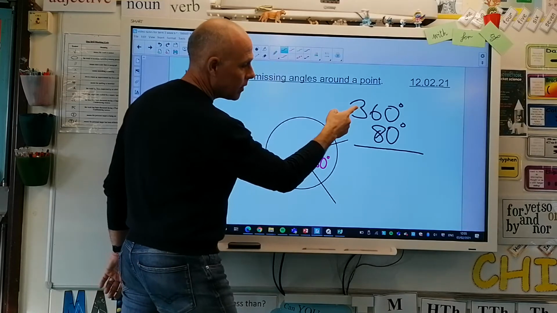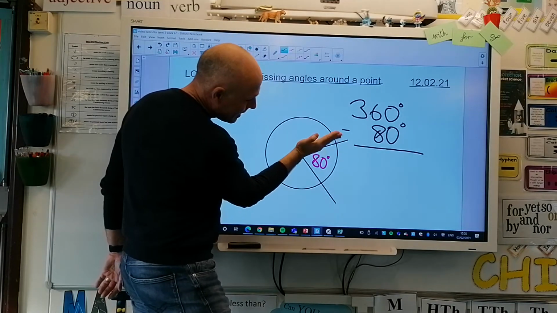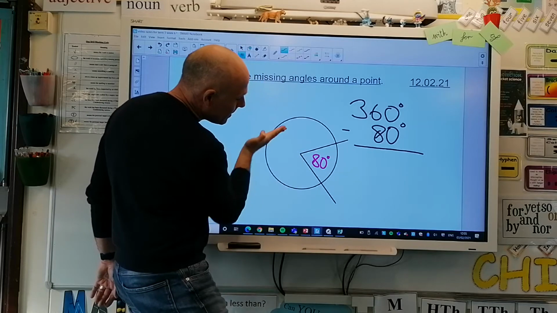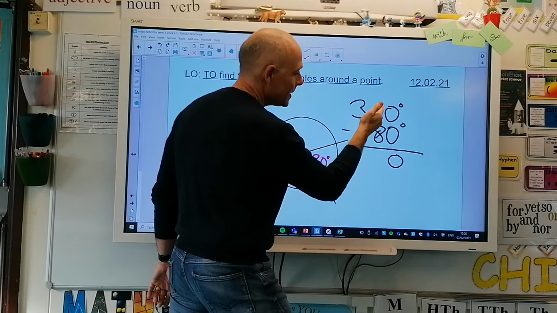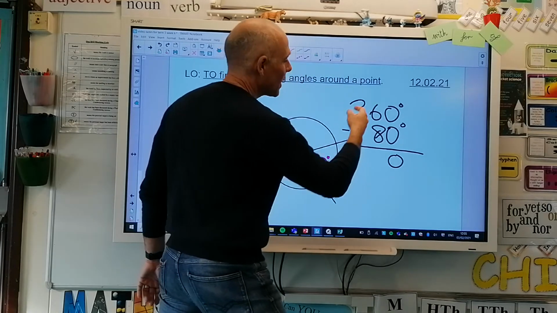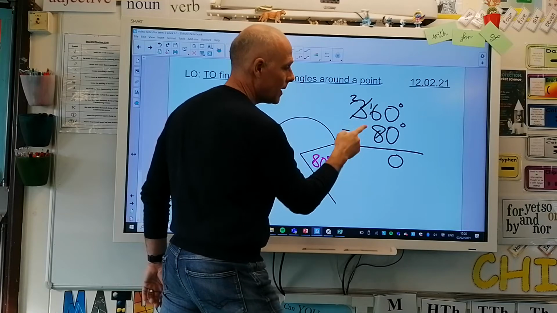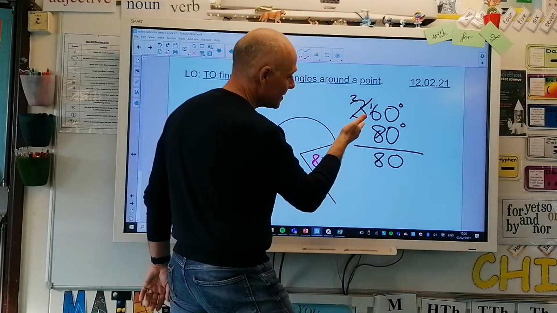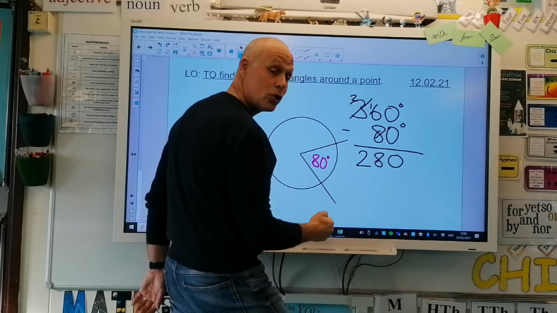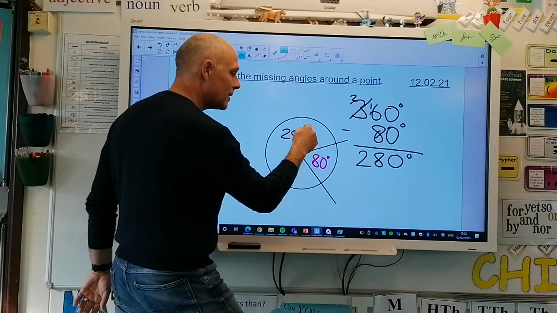My whole turn is 360 degrees. I want to get rid of this 80 degree turn, so I'm just left with this turn. 0 from 0 is 0. 6 subtract 8, we can't do, can we? So we've got to exchange. Leave 2 there, exchange 1 for 10. 18 subtract 8 leaves us with 8. Nothing from the 2, 2. So this in here is 280 degrees.